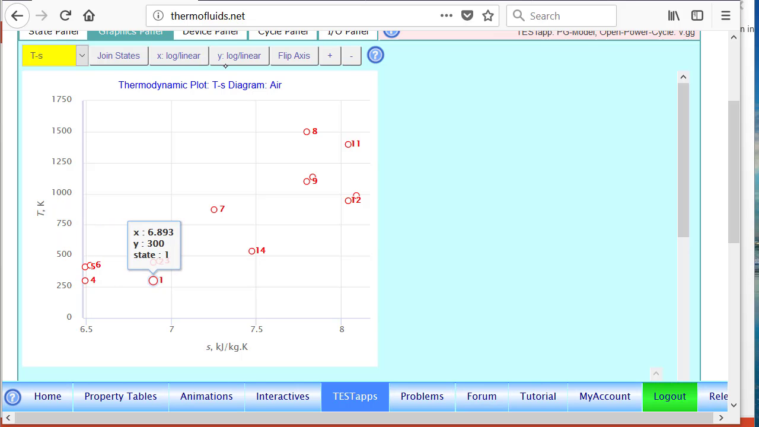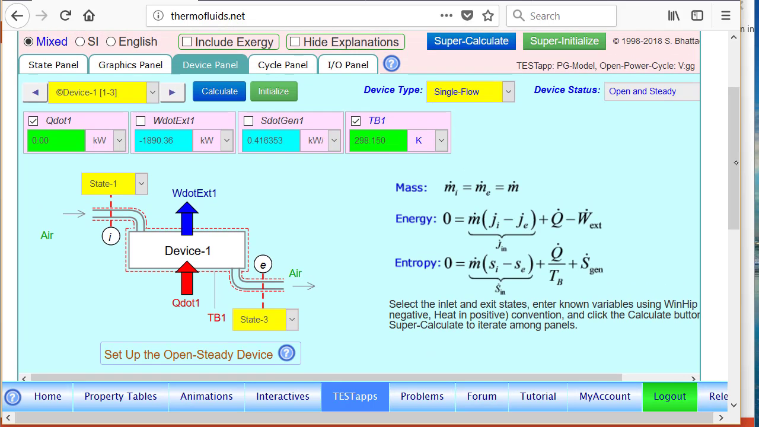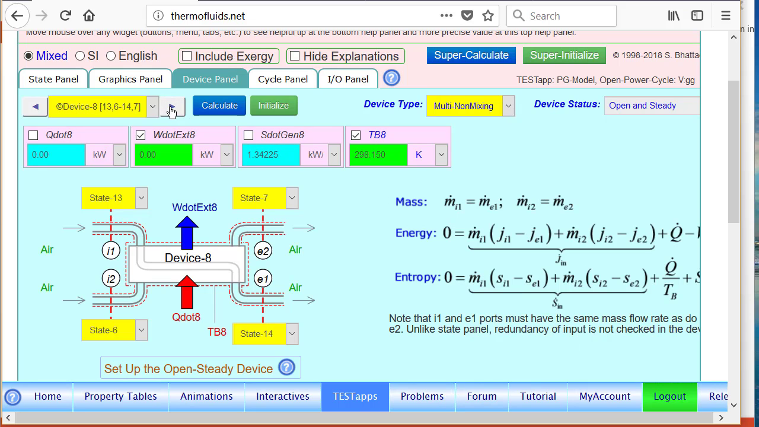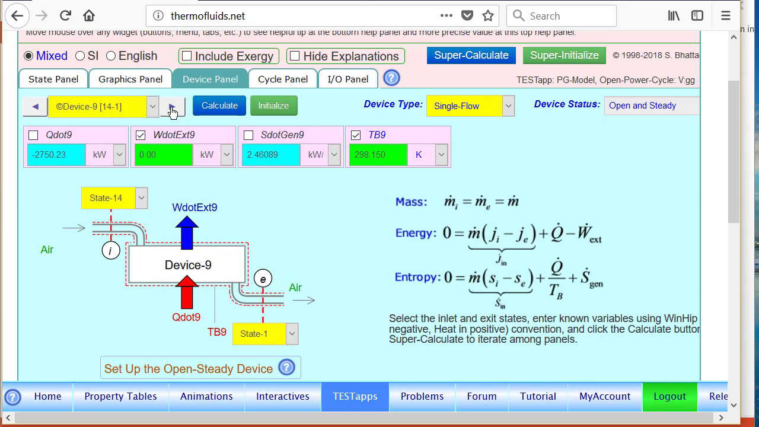So go to the device panel now and go over the devices. Device 1 is the compressor 1, device 2 is the intercooler, heat transfer is done here. Device 3 is the second compressor, again negative work, means it's consuming work. And the rest of the devices are just as before, except everything has been shifted. So device 9 is the last heat exchanger and getting us back to state 1, 14 to 1.